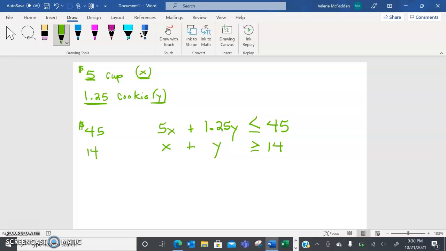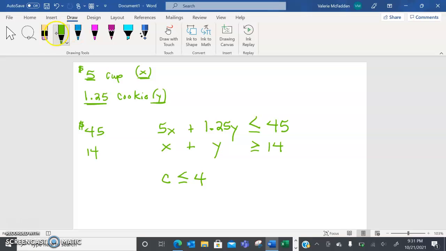Also, she must buy no more than 4 cupcakes and at most 20 cookies. Okay, so she must buy no more than 4 cupcakes. So the number of cupcakes she buys has to be less than or equal to 4, because it says she can buy no more than 4. So she could buy less than 4 or equal to 4. And at most 20 cookies.